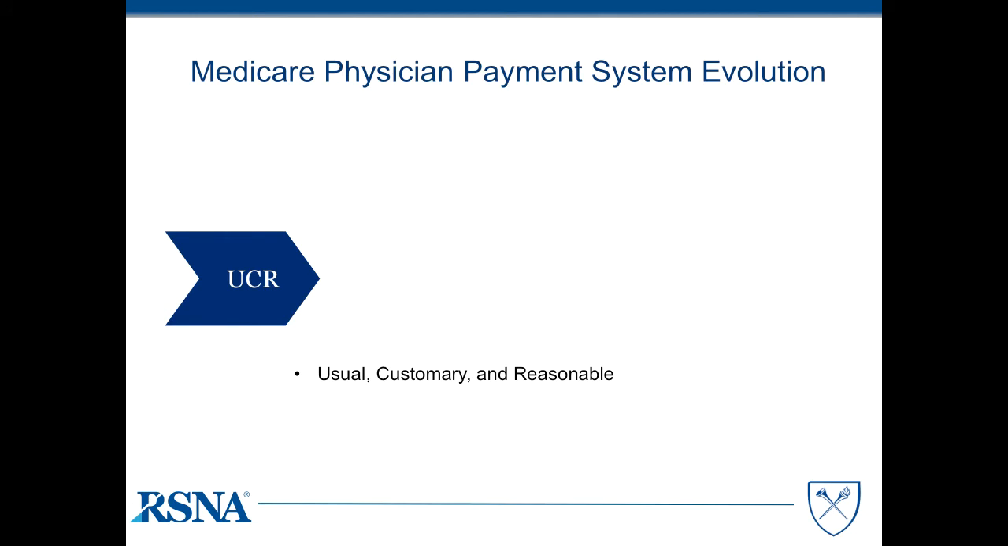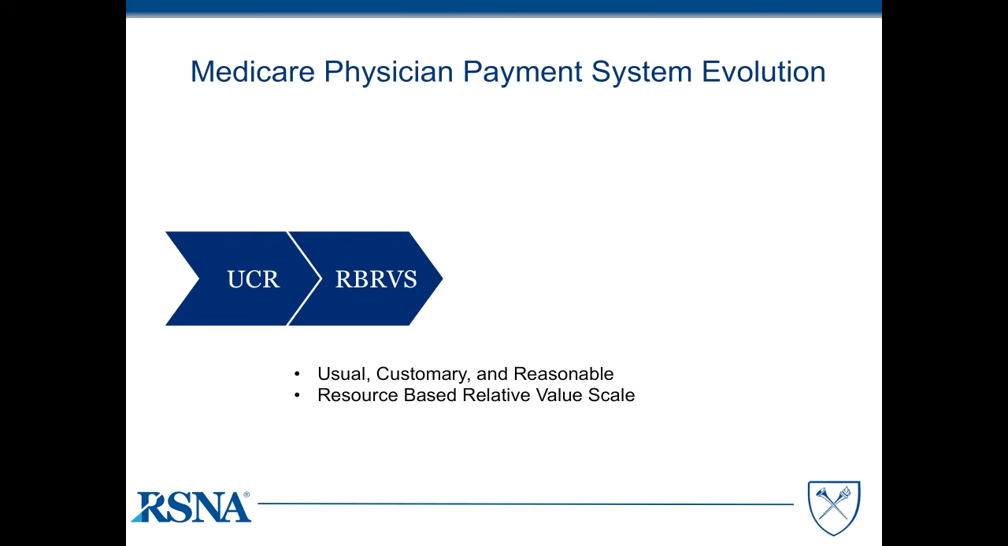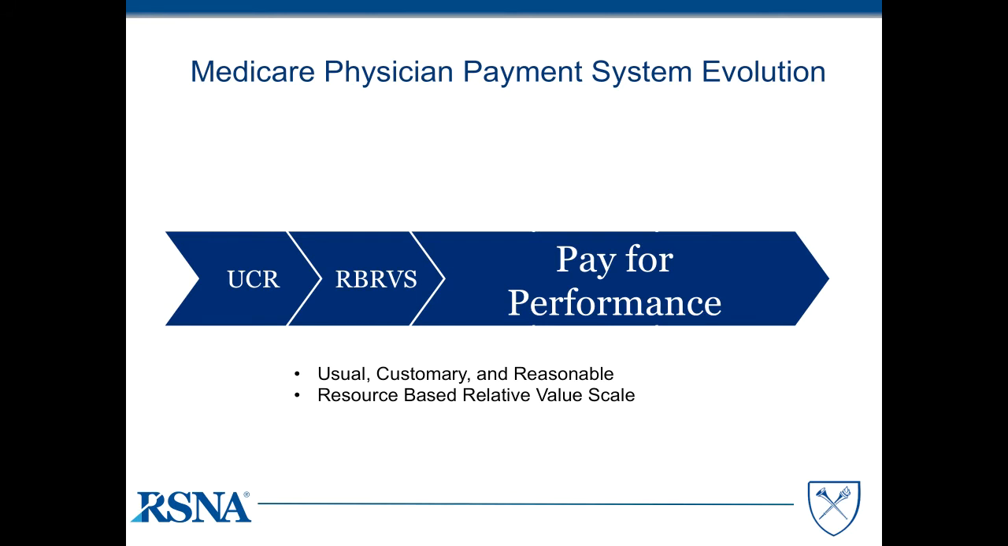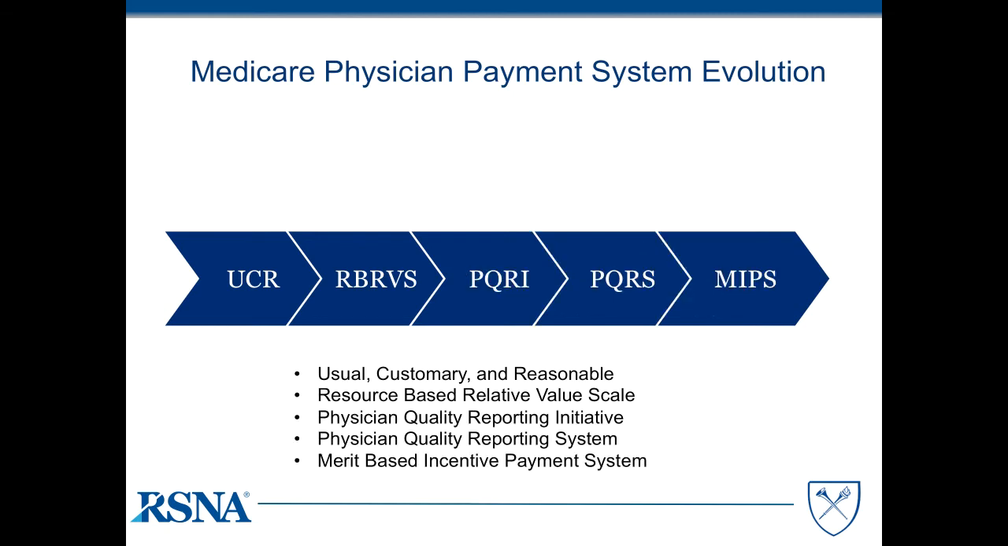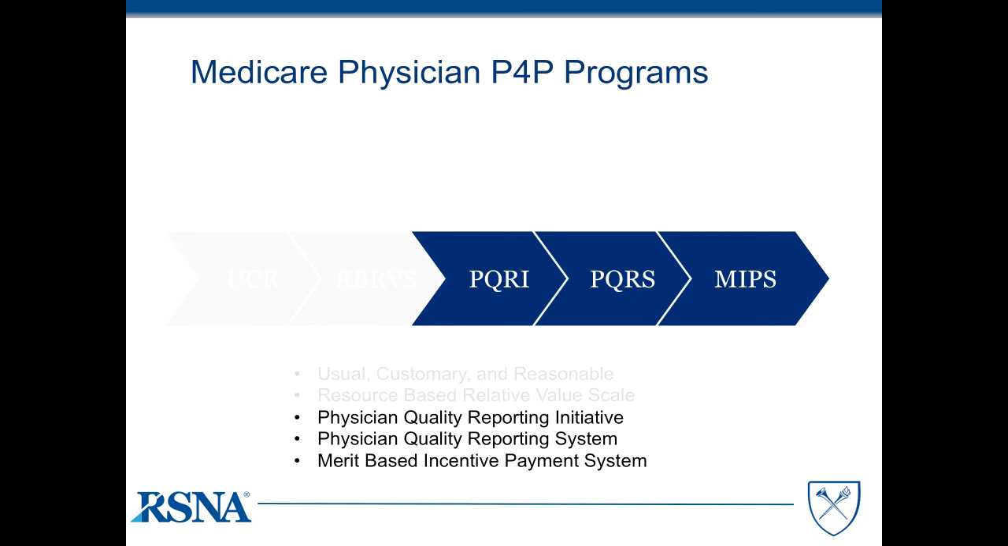And so in Medicare, we've seen an evolution from UCR, when the program was created in the mid-1960s, to RBRVS, which went into place around 1990, to a number of pay-for-performance initiatives that began to be discussed around a decade later. And those are the PQRI, the Physician Quality Reporting Initiative, the PQRS, the Physician Quality Reporting System, and MIPS, the Merit-Based Incentive Payment System. For Medicare physician payments, it is essentially these three programs you see listed here that folks mean when they talk about pay for performance. So let's talk about each one of these briefly.